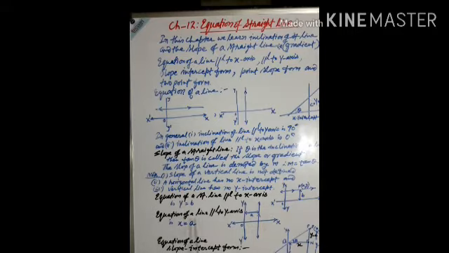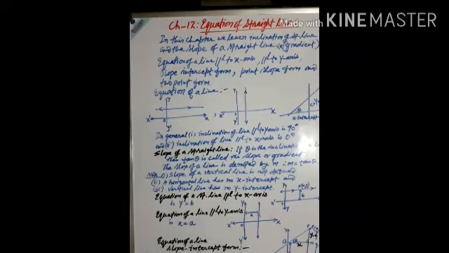Similarly, equation of a line parallel to y-axis. This line is parallel to y-axis, and it is at a distance of a. So therefore, the equation of a line parallel to y-axis is x equal to a. So if it is parallel to x-axis, then y equal to b, and if it is parallel to y-axis, then x equal to a. So this way you can understand.